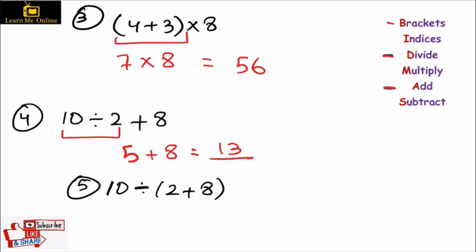Now, with the next example, we see that we have a divide sign and we have a bracket. So again, we're going to start simply with the bracket first. 2 plus 8 is 10, and we have 10 at the front as well. When we divide the same numbers together, we come out with 1, and this is the simplification of this.